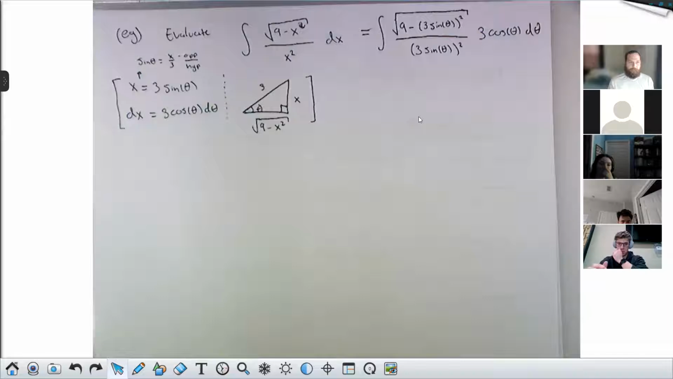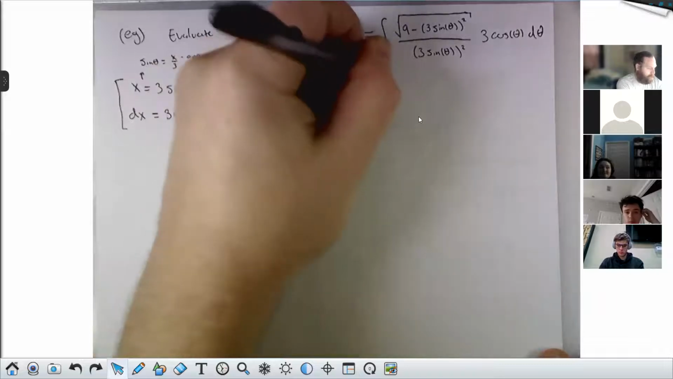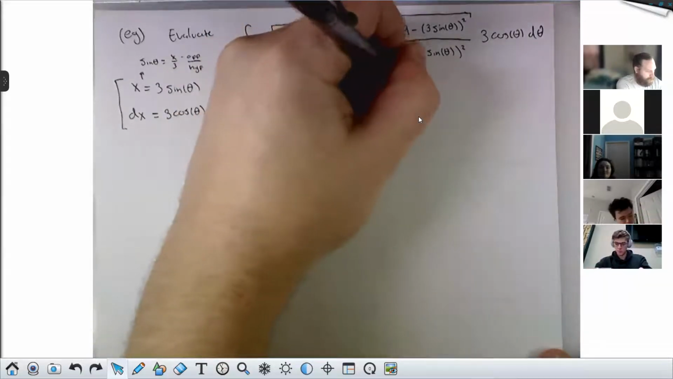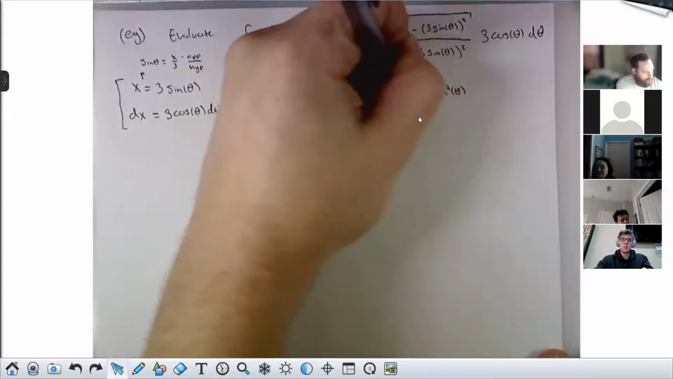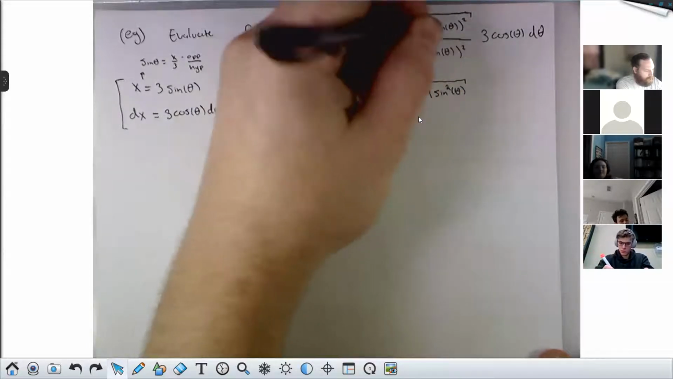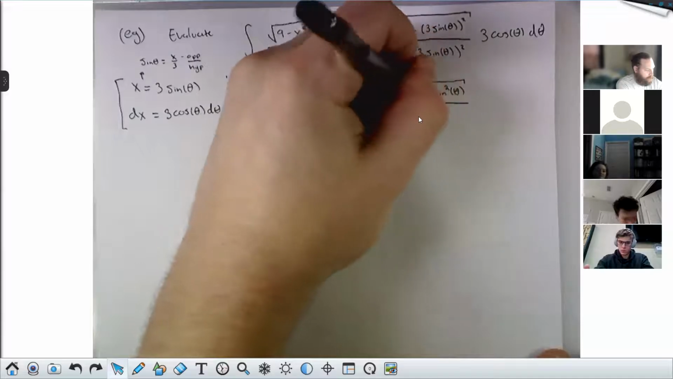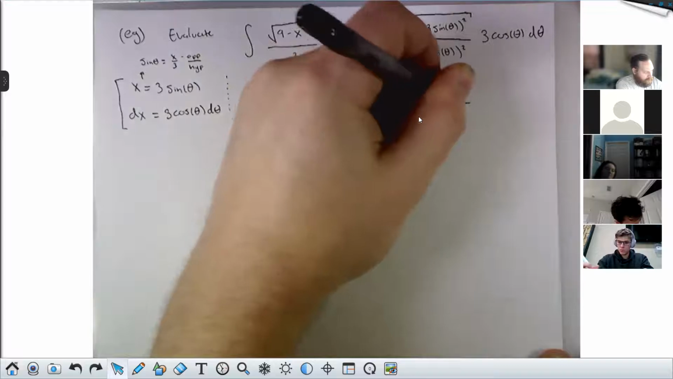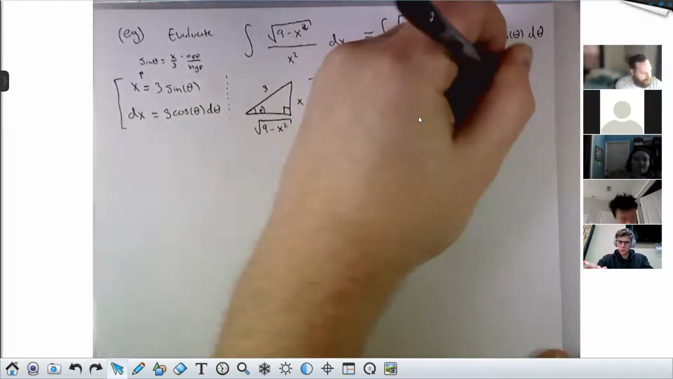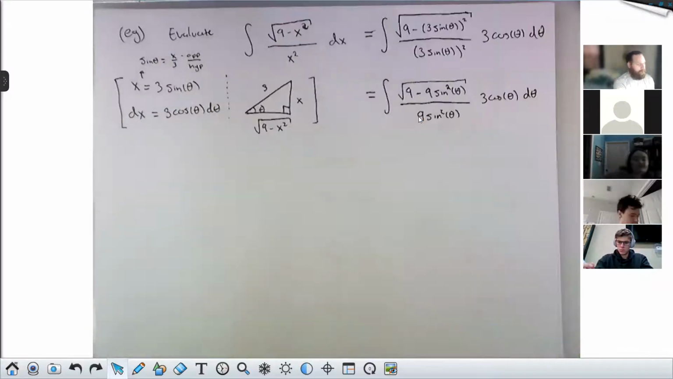Now we just simplify. The main thing is to simplify the square root. There are some constants that are going to float around. My advice regarding the constants is to wait until you've cleaned up the square root, then combine the constants, then pop them out. Under the square root, I'll have 9 minus 9 sine squared theta. Because 3 sine theta squared is 9 sine squared theta. Just square both pieces. Downstairs also 9 sine squared theta, and over here still 3 cos theta d theta.